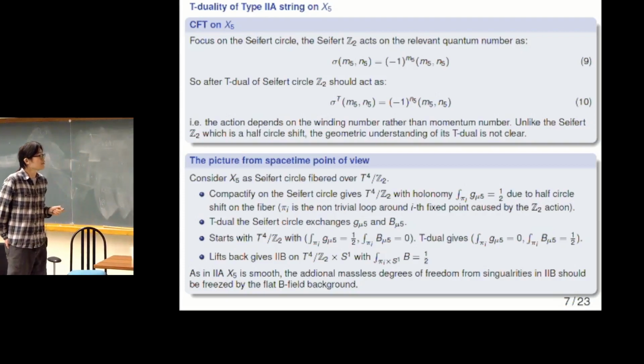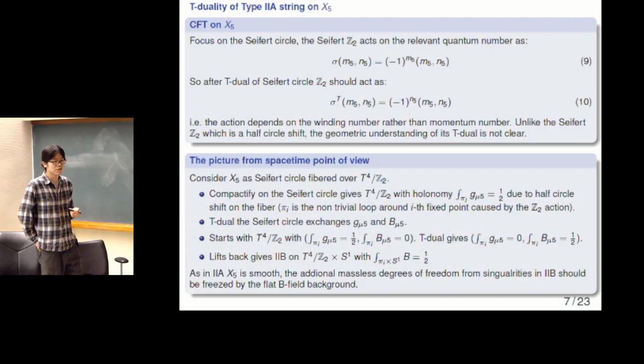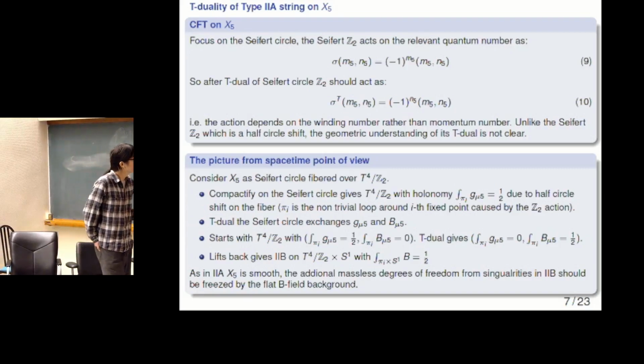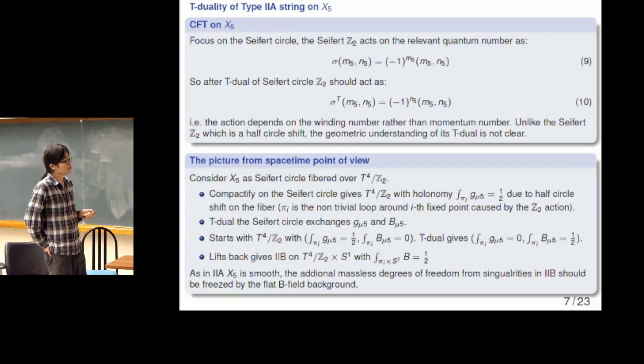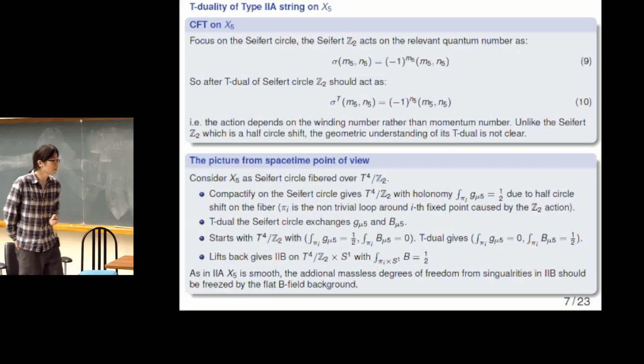And then if we T-dualize the Seifert circle, we know that it's going to exchange GU5 and BU5. And if we start with T4 mod Z2, together with non-trivial GU5 and trivial BU5, T-duality will give us trivial GU5 and non-trivial BU5. And thanks to the trivial GU5, we see the type 2B geometry is singular, T4 mod Z2 times circle, but with non-trivial B-field holonomy around each singular locus.